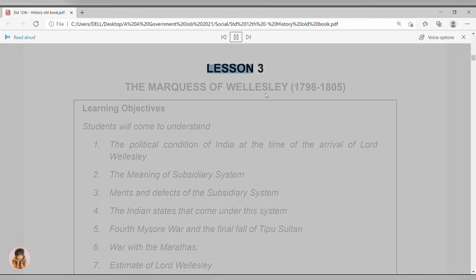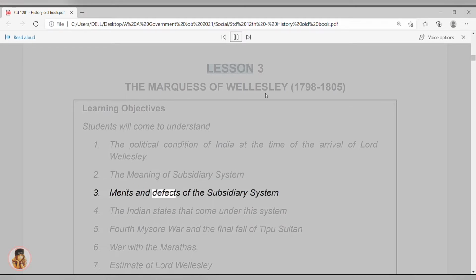Lesson 3. The Marquess of Wellesley, 1798 to 1805. Learning objectives. Students will come to understand: 1. The political condition of India at the time of the arrival of Lord Wellesley. 2. The meaning of subsidiary system.